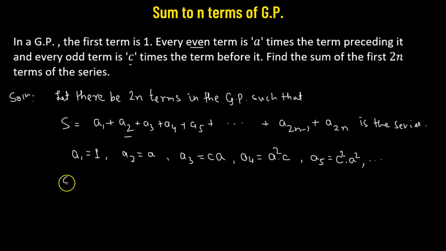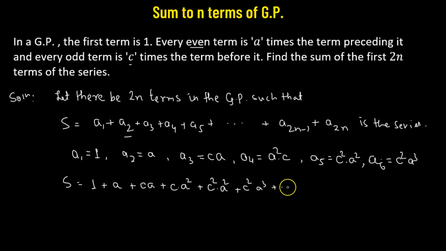Now our sum will become equal to 1, that's the first term, plus a2, that's a. Then we have a3, that's c times a, plus the fourth term, which is c times a squared. Then the fifth term, that's c squared times a squared. Let's consider the sixth term as well. Our sixth term is an even term, so that means a times the previous term, and we're going to get c squared a cubed. So this will be plus c squared times a cubed, and so on.